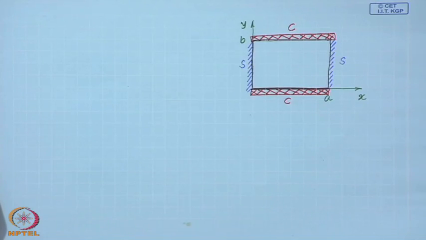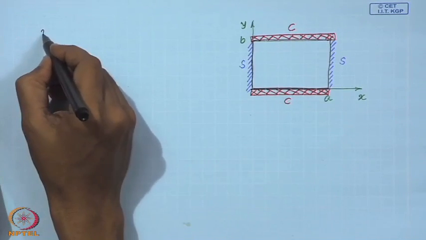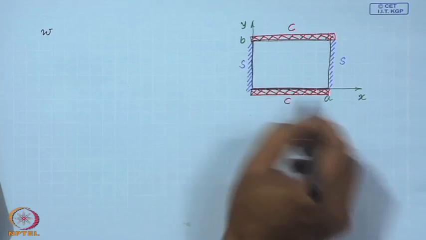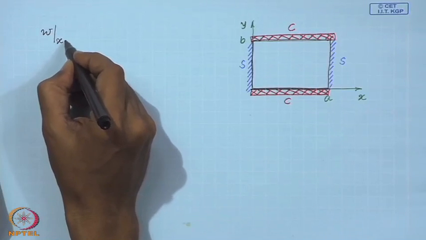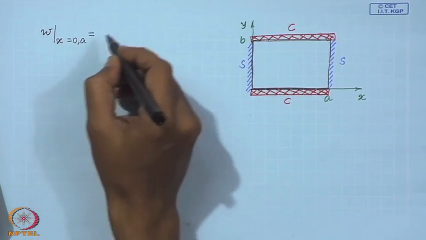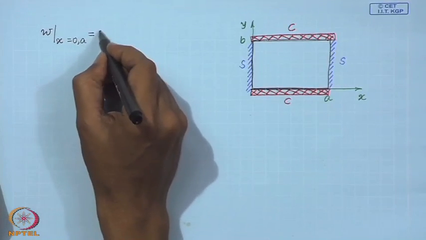So, the boundary conditions for such a plate with such boundary conditions, the mathematical representations are the displacement at x equal to 0 and x equal to a, they must be 0.